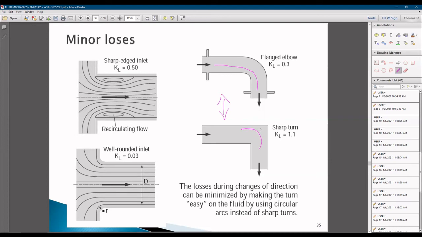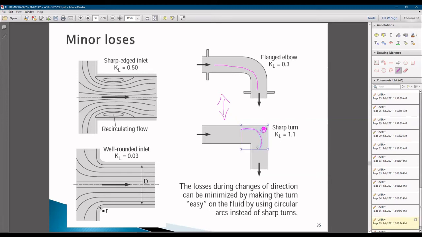The flow will create a sort of region here, and this particular region will eventually create some sort of losses, some sort of pressure loss. And therefore, if you compare the value of this K_L, you can see that it is just 0.3 and this one is 1.1, which is much higher compared to this. That is due to the high amount of losses on this part.